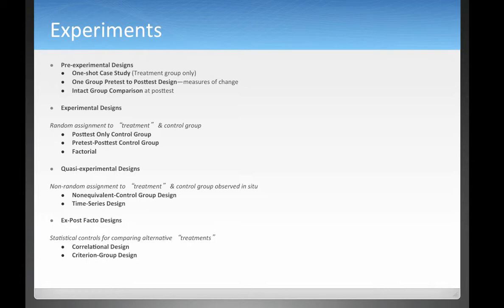Then you can also look at time series designs, where you look over a certain period of time. You have multiple measurements and you look at how people develop. And then you have the after-the-fact designs, for example, correlational designs or a criterion group design.